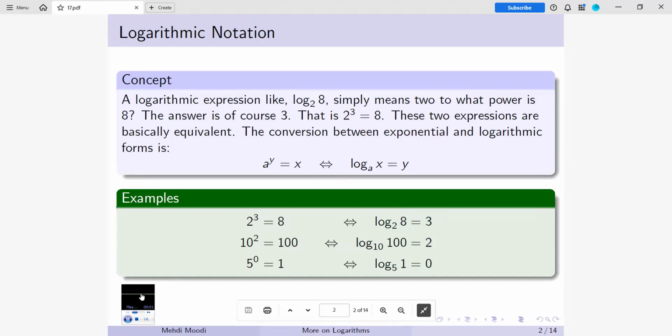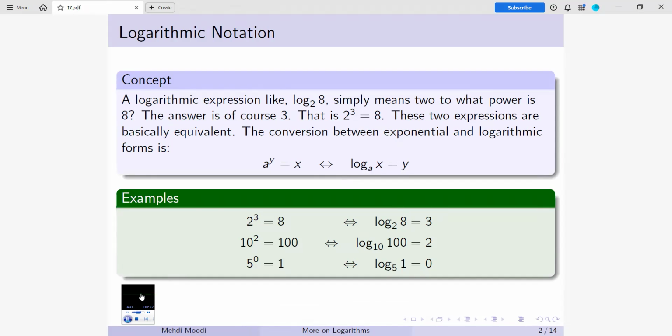Exponential and logarithmic notation are equivalent, just like two sentences that say the same thing but in different ways. Exponential form, 2 to the power of 3 is 8. Logarithmic form, the log base 2 of 8 is 3. Same fact, just flipped around.